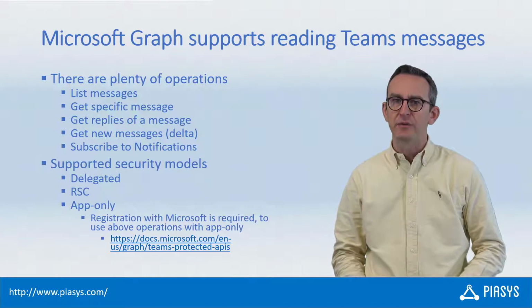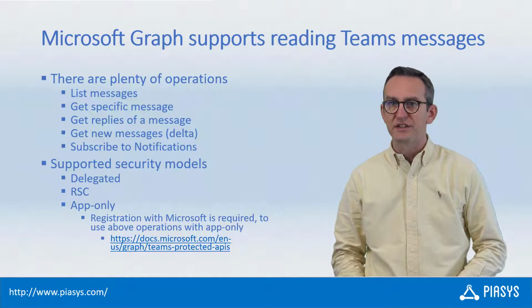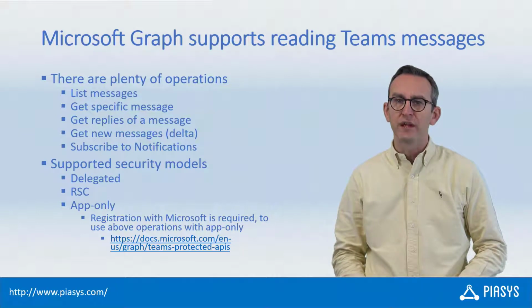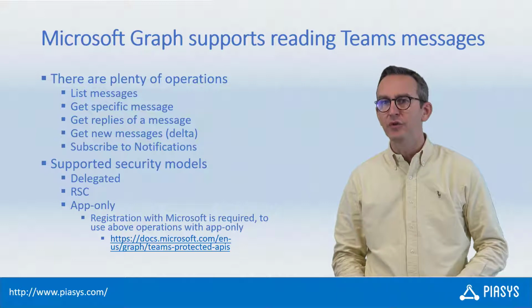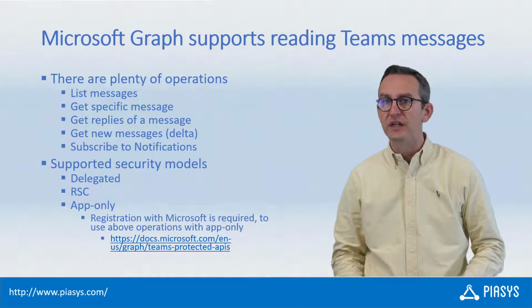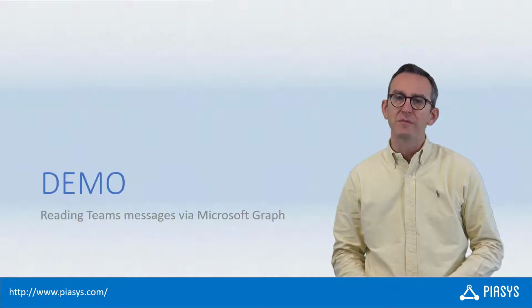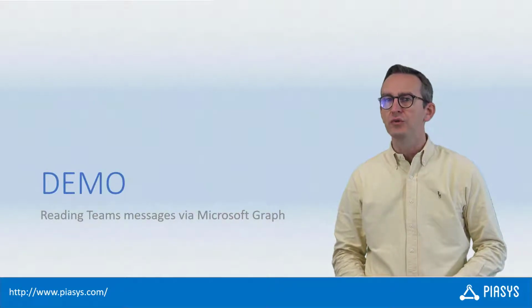In order to do that, from a security point of view, we can use a delegated access token, we can use the resource-specific consent that we saw just last week, or we can use an application-only token. And if it will be an application-only token, we will have to register our application with Microsoft in order to get a specific permission to access and to read all of the messages in all of the channels and chats in a target tenant. So, let me move to the demo environment and let me show you how to do that in practice.